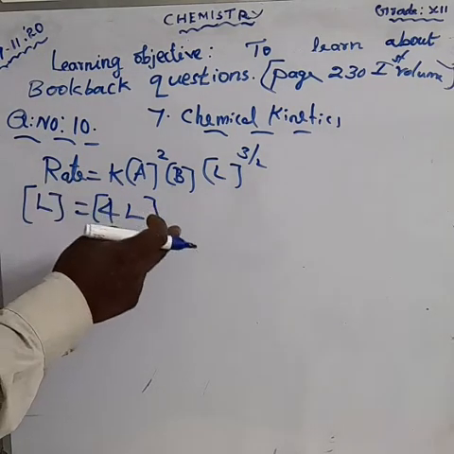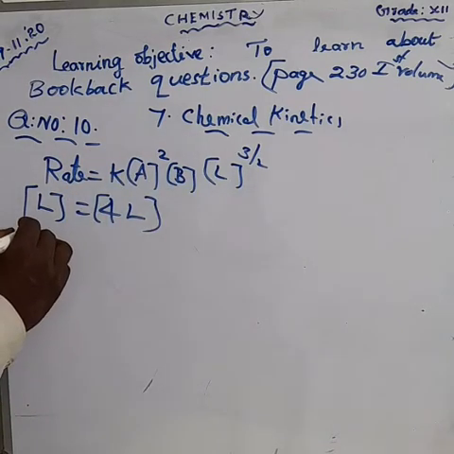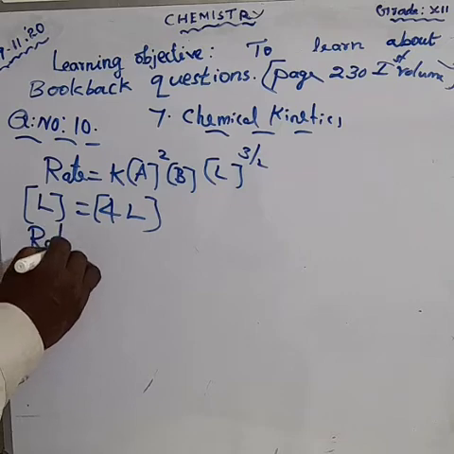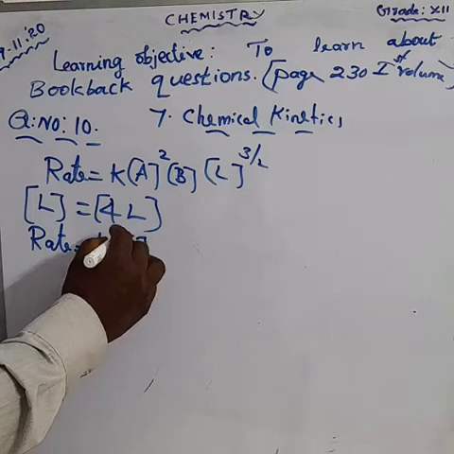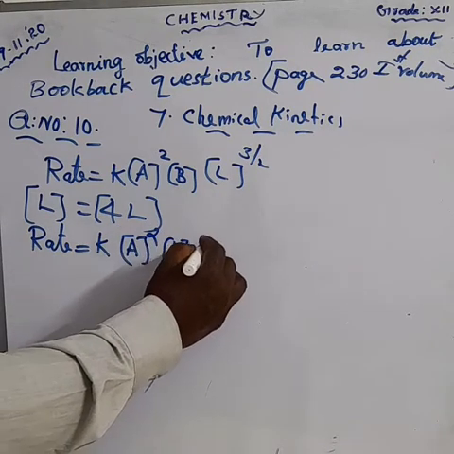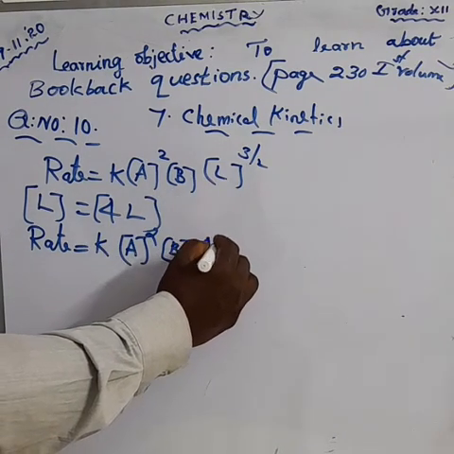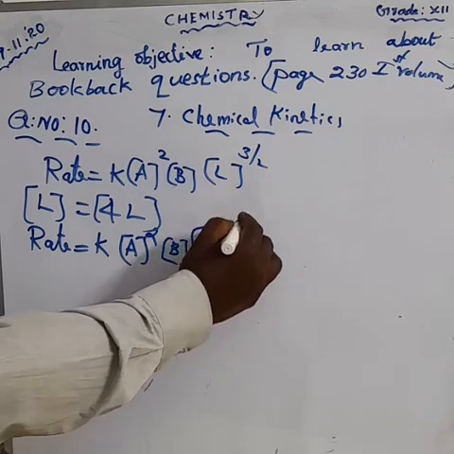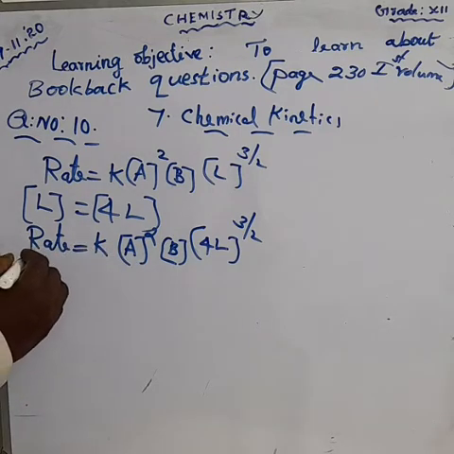We substitute this here. Rate is equal to K [A] squared [B], and we should multiply by 4, so [4C] to the power 3/2. Clear? First you should be squaring, squaring on both sides.